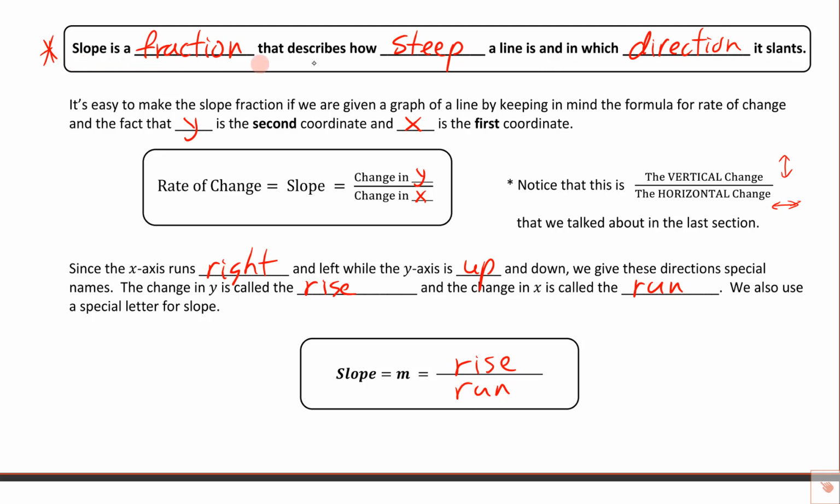So we need to know what slope is. Slope is a fraction that describes how steep a line is and in which direction it slants. And a quick little formula for slope is the rise, whether we go up or down, over the run, whether we go right or left. So slope is rise over run. Keep that in mind. There are a couple things that we've got to make sure that we have memorized. This is going to come up over and over again, so make sure you've got that down.